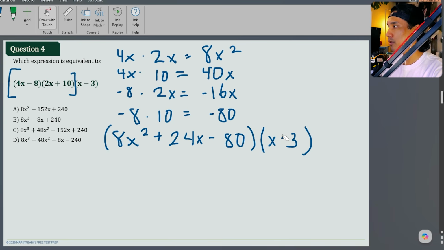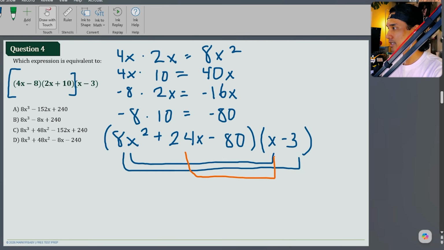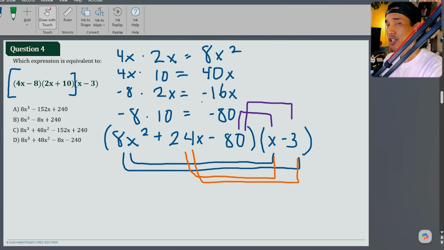So what I would do here is all I'm going to do is multiply the 8x squared to x and the 8x squared to negative 3. And then I am going to multiply the 24x to x and 24x to negative 3. And then lastly, multiply the negative 80 by x and negative 80 by negative 3. You're going to be performing 6 operations. Okay? Super simple, guys. So let's go ahead and do them.